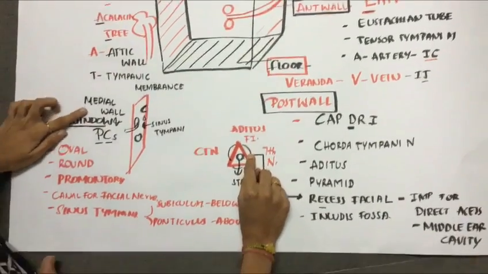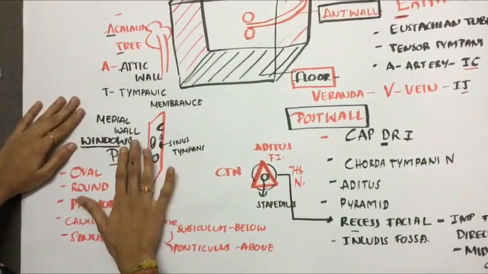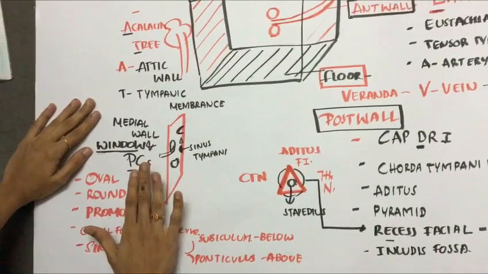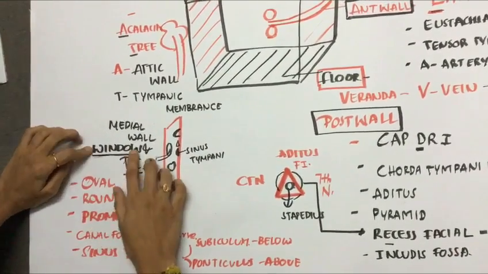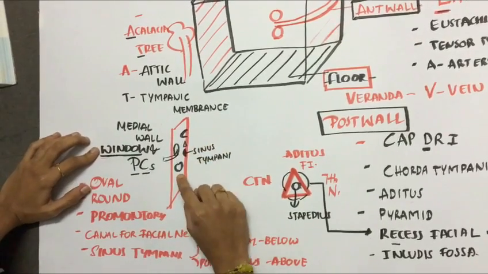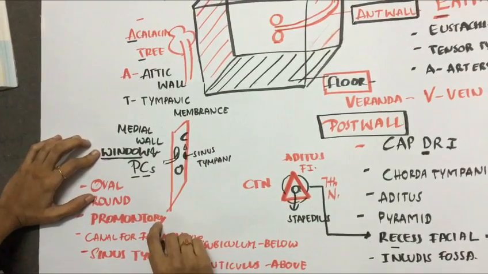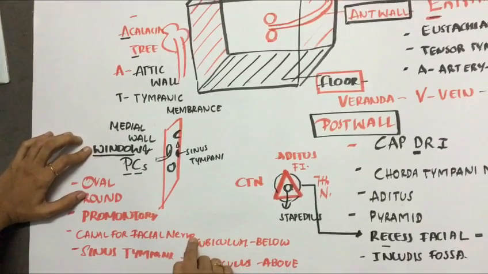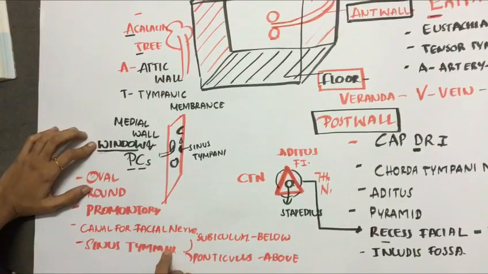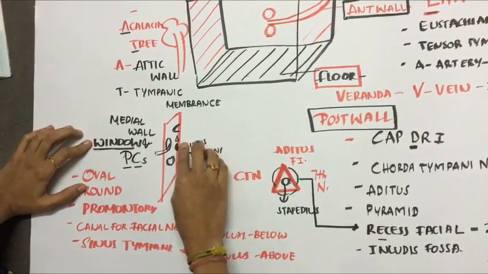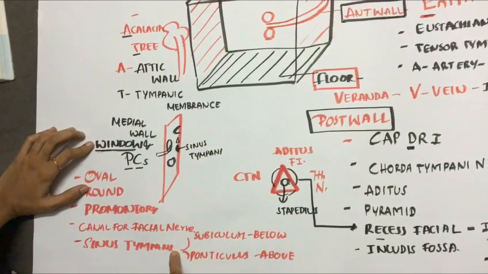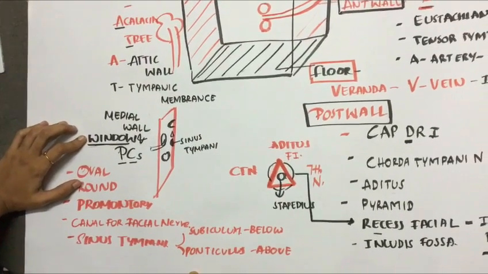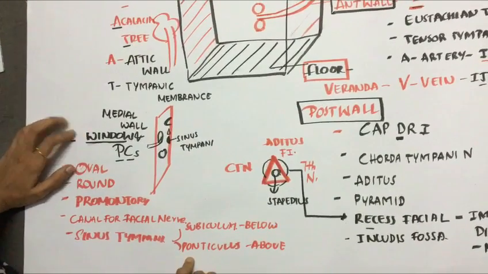Coming to the medial wall, just remember window. There is a window, and along with that, personal computers are also there. Oval window, round window, and there is a promontory. Promontory is the bulge of the cochlear basal coil, and there is a canal for the facial nerve, and sinus tympani. Sinus tympani is medial to the pyramid. And above this there is the ponticulus, and below this the subiculum. Thank you.